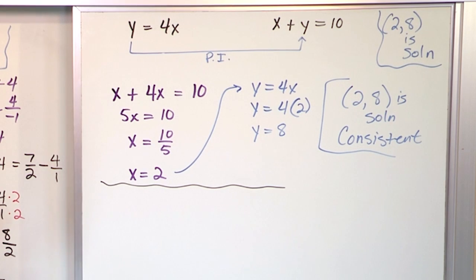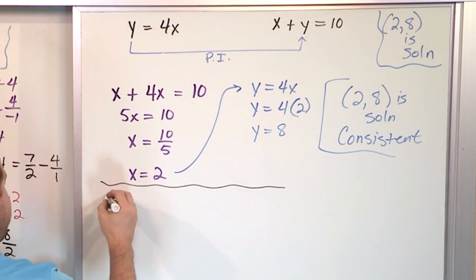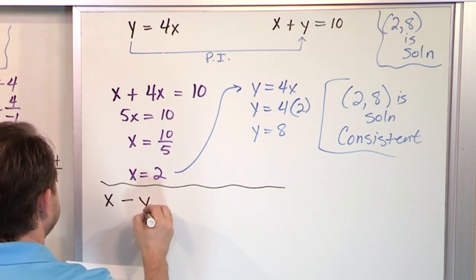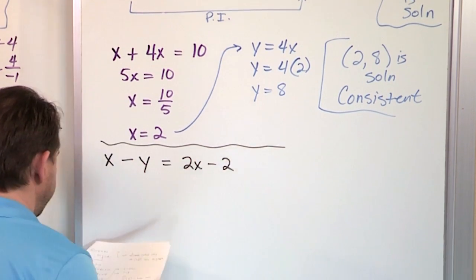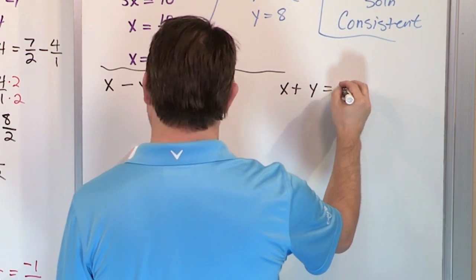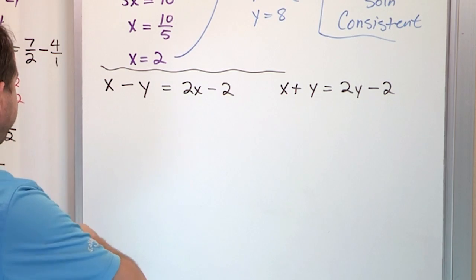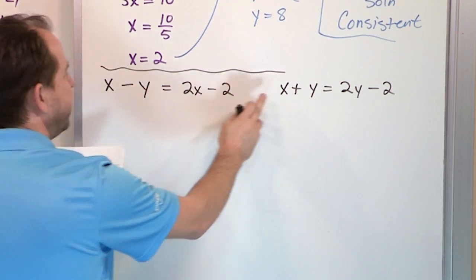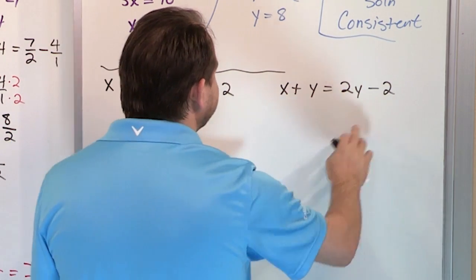All right? So let's now take a look at a problem that we haven't solved already once before by graphing. Let's say we have x minus y equals 2x minus 2. That's one equation. And then the other equation is x plus y equals 2y minus 2. So they look similar, but don't be fooled. You have x minus y on the left, you have x plus y over here, you have 2x minus 2 and 2y minus 2 there.